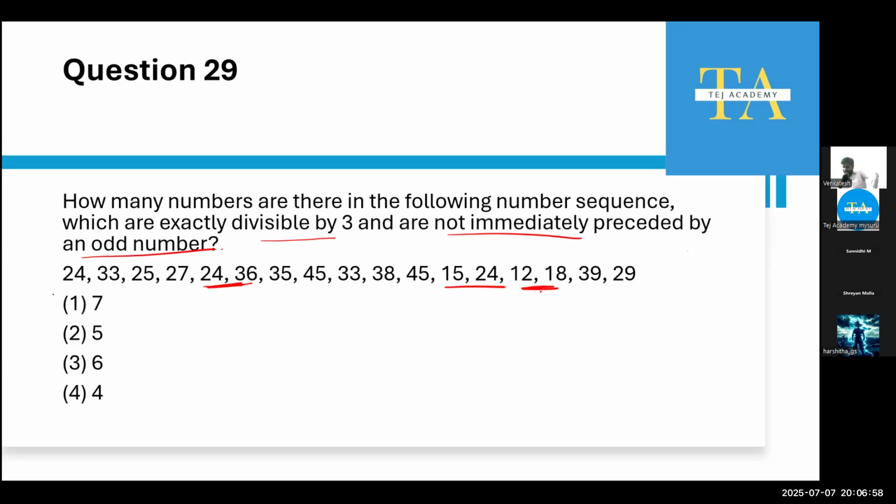33, 25, so not possible. 33, 38. Total how many pairs? 33 is not an odd number. So 38 is not an odd number, right? But 33 is exactly divisible by 3. So 1, 2, 3, 4. 4 pairs. So option 4. Option 4 is the correct answer.